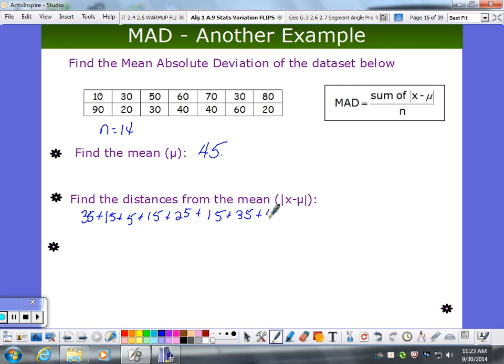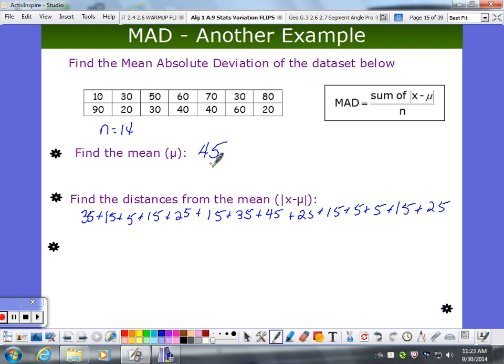So I'm just doing x minus mean for all of them. You do the same. We'll see if we meet in the middle someplace. I'm finding the distances from the mean. Why are you doing all that? Because that's how you find the mean absolute deviation. You have to find x minus mean. So I'm doing that part, absolute values, right now.